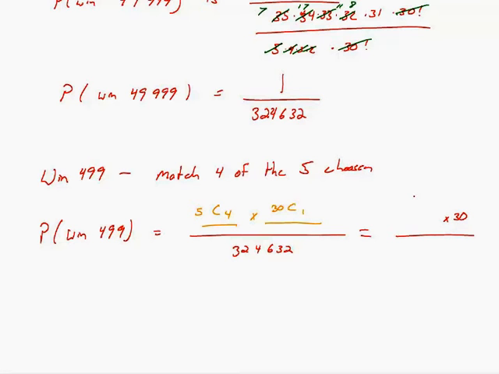For 5 choose 4, I have 5 factorial over 4 factorial times 5 minus 4 factorial, by the definition. That's 1 factorial, which is 1, and here I have 5 times 4 factorial. So the 4 factorials cancel, and I have 5 times 30 on top, and the denominator is still 324,632. So my probability of winning is 5 times 30, so 150 over 324,632.